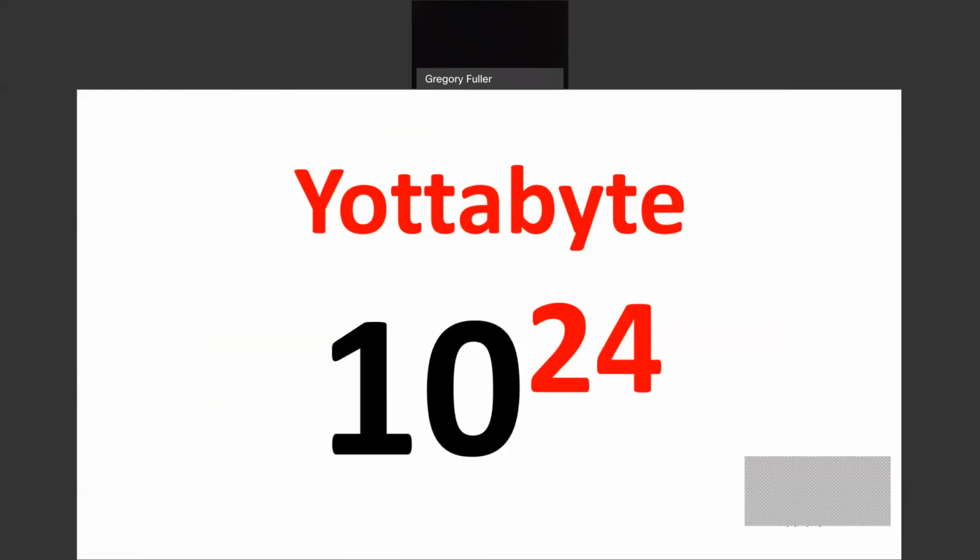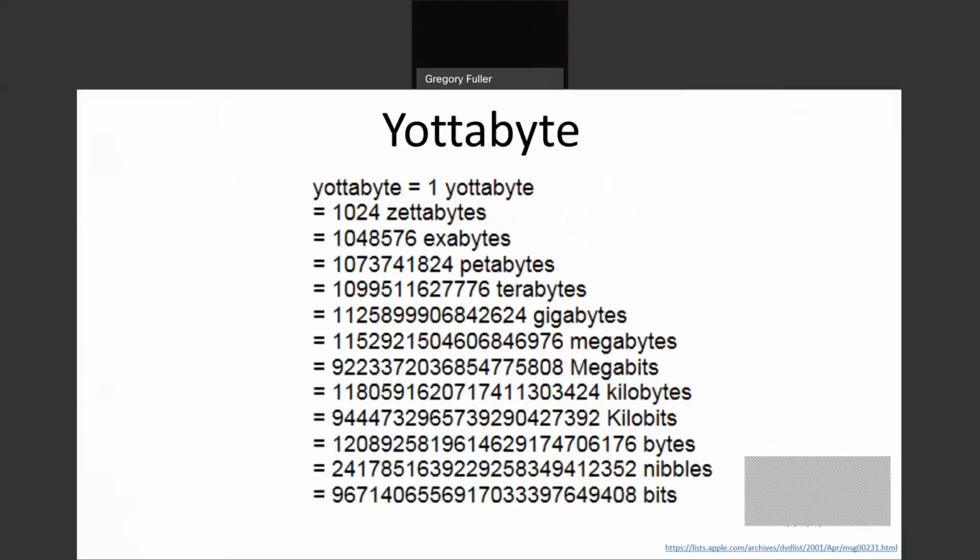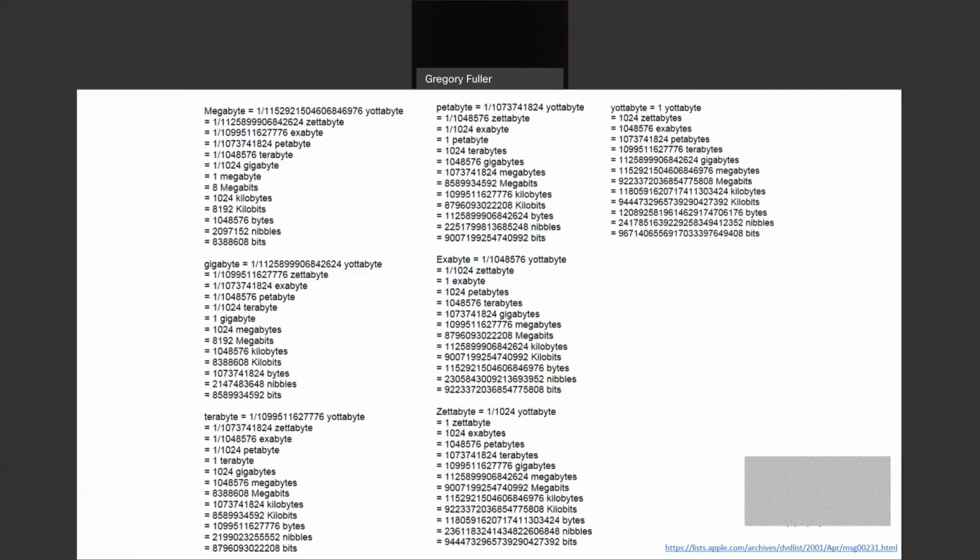All right, 10 to the 24th, that's a really big number. And here it breaks it down: yottabyte, zettabytes, exabytes, petabytes, terabytes, gigabyte, megabyte, kilobyte, all the way down to bytes, nibbles, and bits. And here's a nice diagram that shows all of those equivalencies for all the big numbers. I'm going to give you 1 second to commit it to memory. Got it? Okay, moving on.